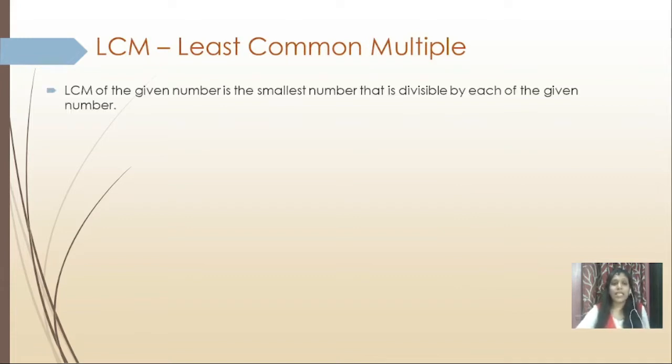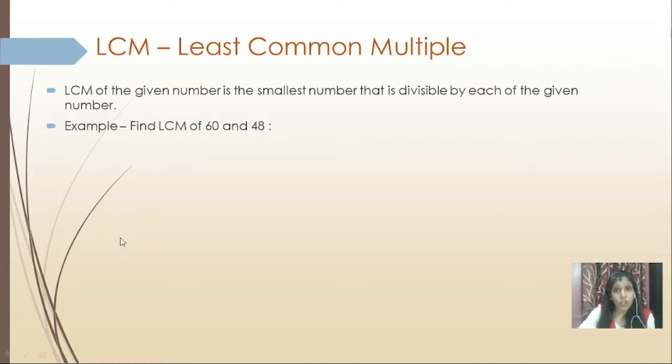Now we will move to a new topic, that is LCM, least common multiple. The LCM of the given numbers is the smallest number that is divisible by each of the given numbers. Now there is a difference between LCM and HCF. In HCF we only took the common factors, correct? But in LCM we take the common factors, but we also take the factors which are not common. So let us see with the help of an example. Find LCM of 60 and 48.